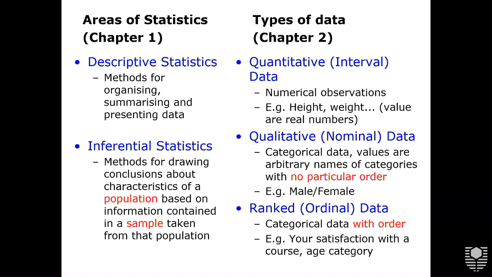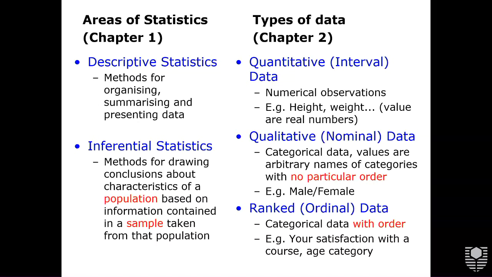The second one will be inferential statistics. We have qualitative data, which is categorical, they call it. Values are arbitrary names or categories with no order, like the gender of students inside the class, male and female. Very easy, right? But there is no order with this type of qualitative or nominal data.